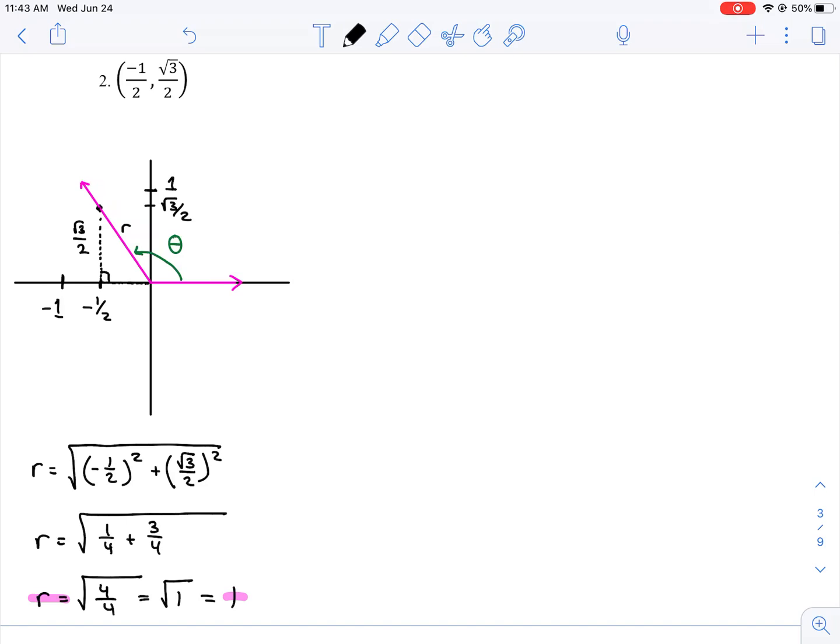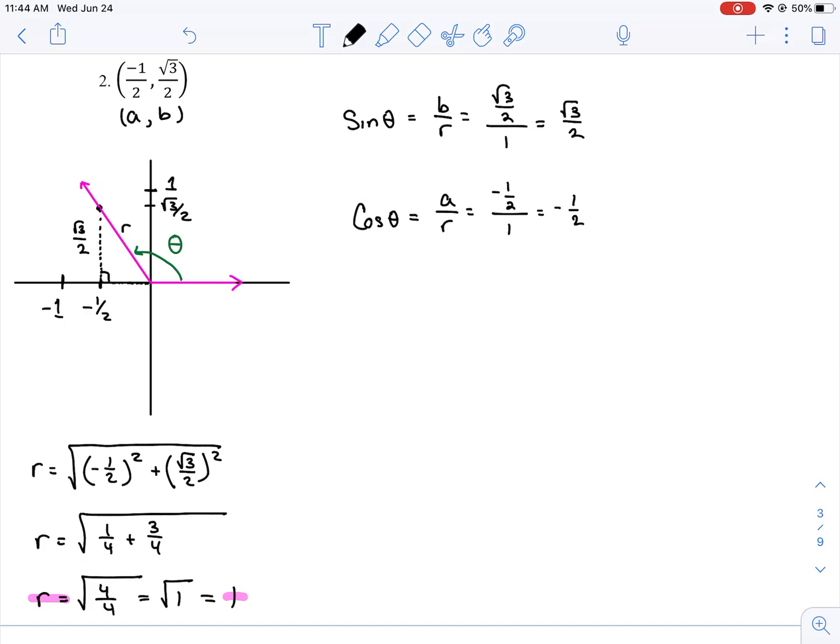And let's begin. So sine of theta is equal to b divided by r. So here, -1/2 is a, square root of 3 divided by 2 is b. So this is equal to the square root of 3 divided by 2 divided by 1, which is the square root of 3 divided by 2. Cosine of theta is a divided by r. So that would be -1/2 divided by 1, which is -1/2.